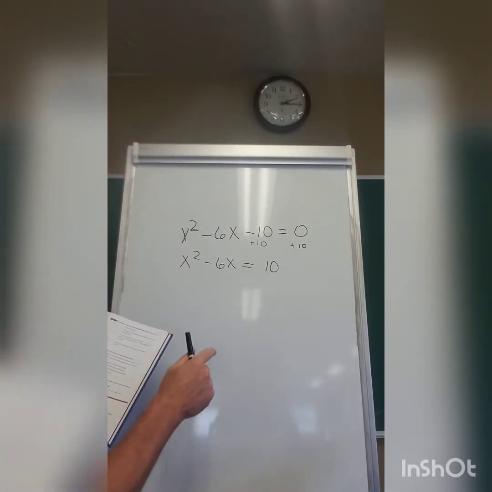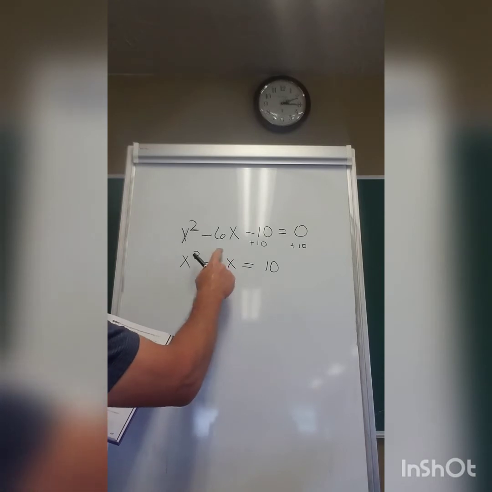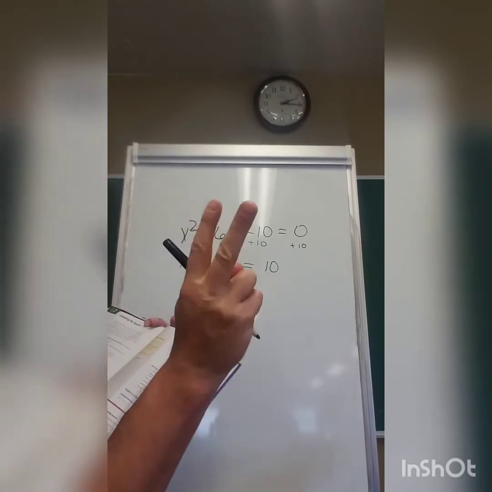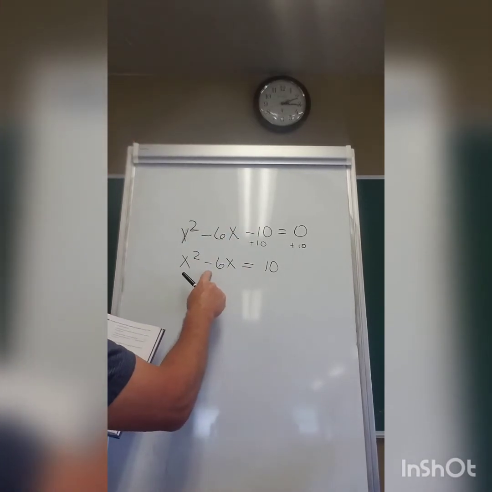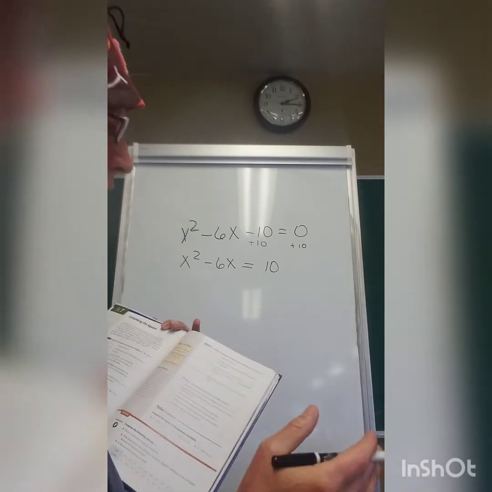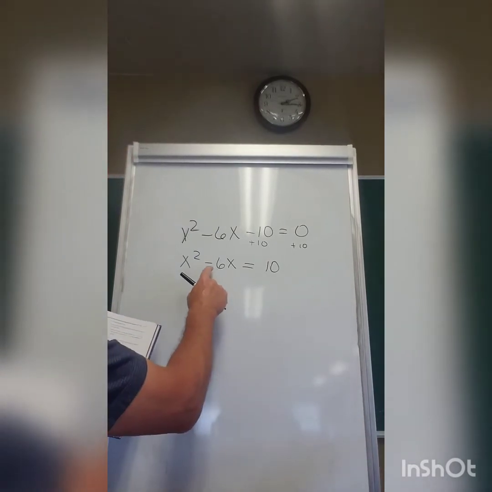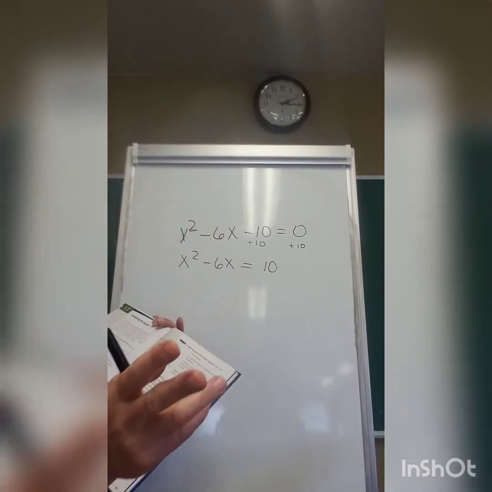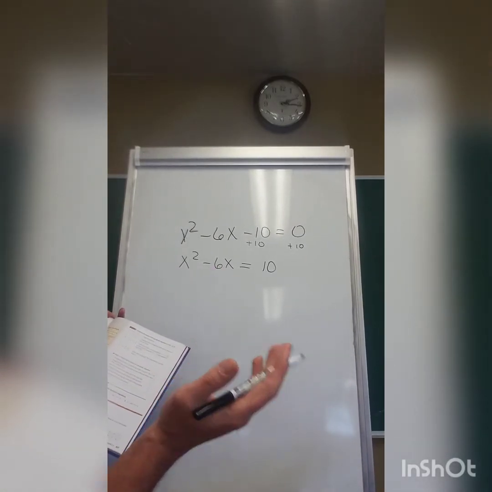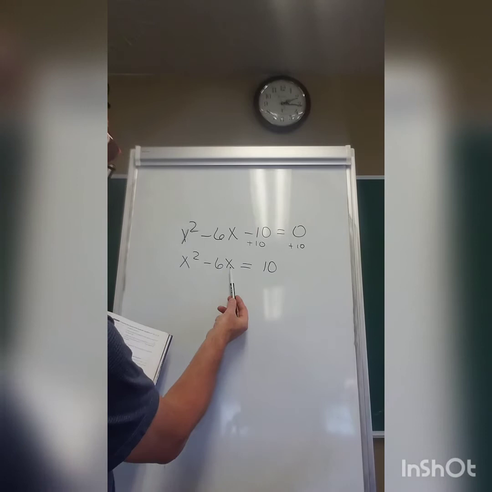The next step is taking the x coefficient here and dividing this coefficient by 2. Always divide it by 2. And then you square that and add it to both sides. So just look at this. Negative 6 divided by 2 is negative 3. Squared is 9. So you have to add 9 to both sides.